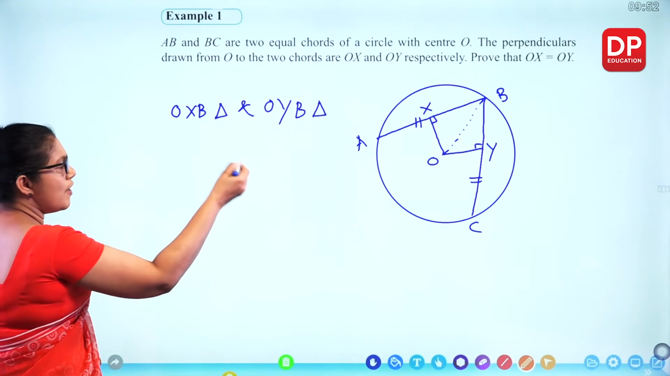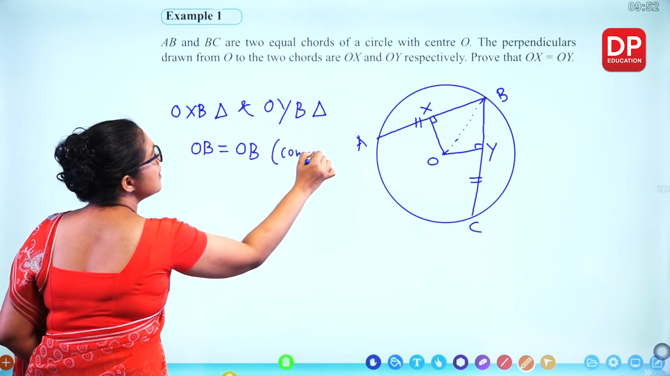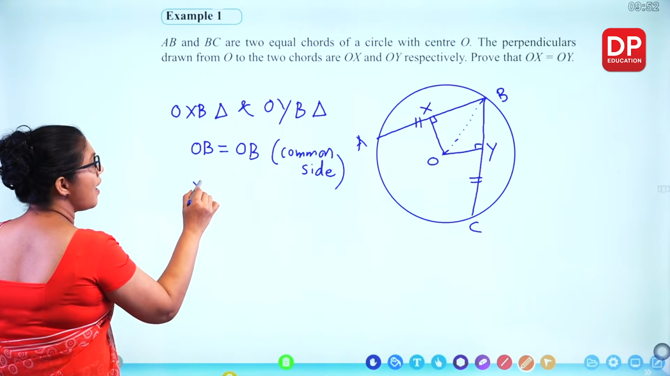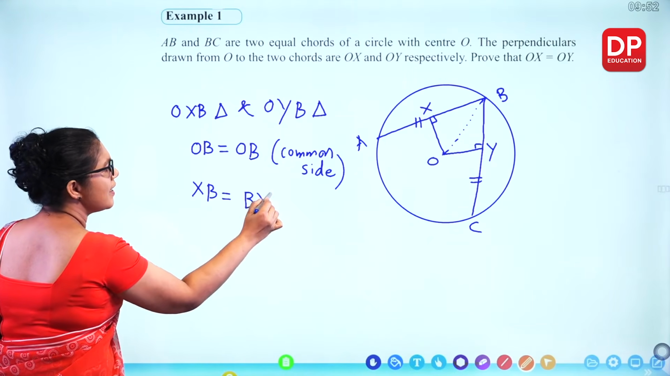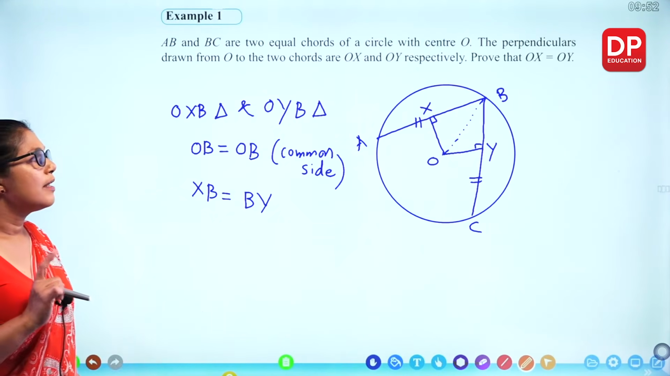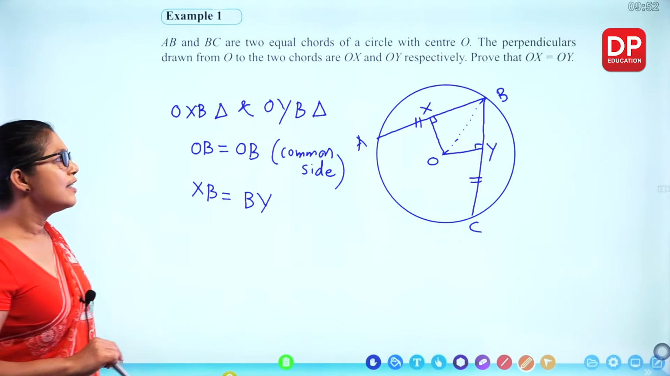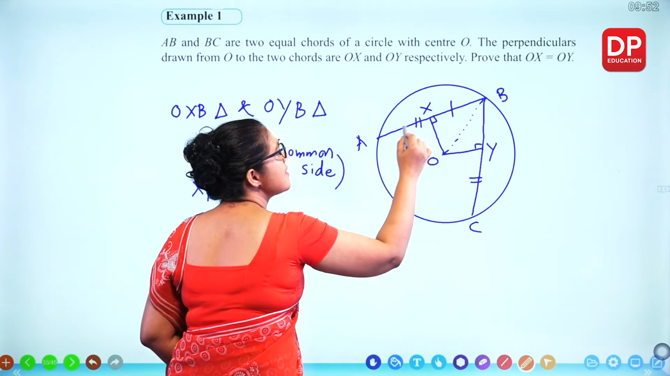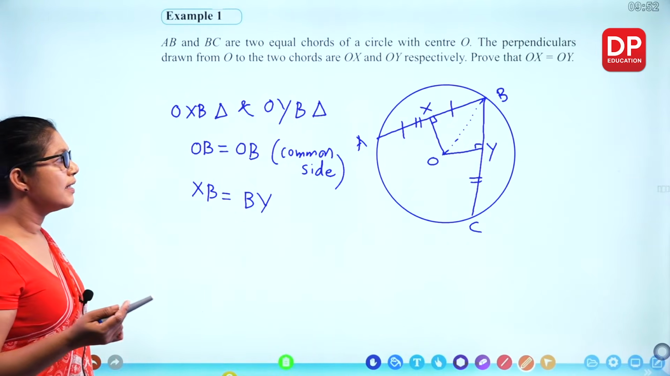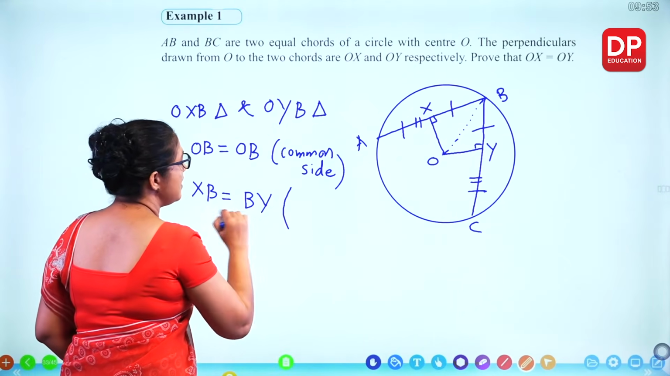What can you say? When you look at the two triangles, I see OB is the common side. And also, I can write XB equals BY. What's the reason? So here, according to the converse theorem, the chord bisects when you draw a perpendicular from the center. So that means this length is equal to this length. And also, the two chords are equal. So that means this also equal. So that's why these two are equal.